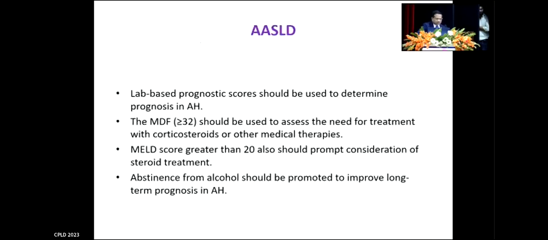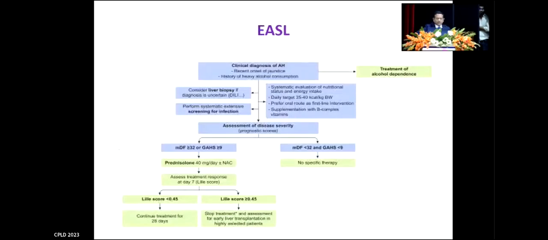What do various associations say as of today? These are all old guidelines, at least 3-4 years old. So AASLD still goes with MDF and with MELD. MDF more than 32 and MELD more than 20 indicate severe alcoholic hepatitis and poor prognosis.